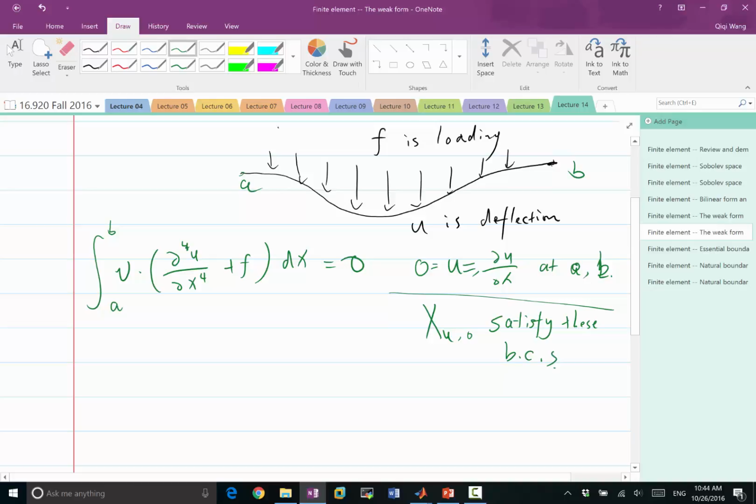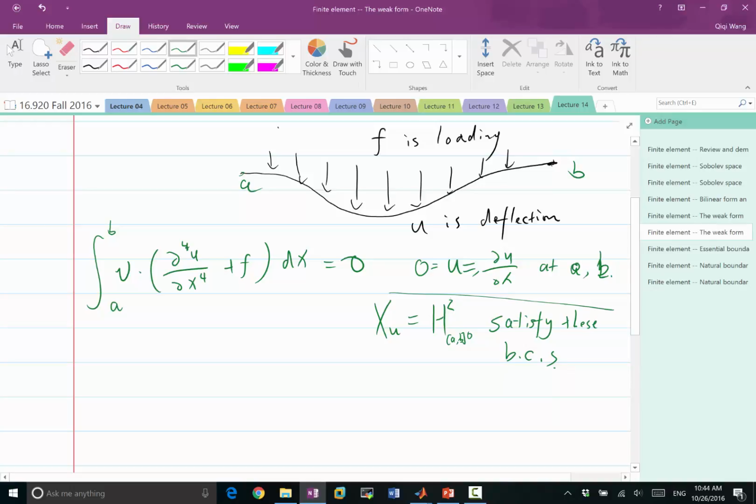Okay, and then what is the space? It is actually the Sobolev space on the interval between a and b of order 2, because in this case u is taking a fourth order derivative. When we derive the Sobolev space, we find that although we won't require the solution and the test function to have a fourth order derivative, they need to have a second order derivative.